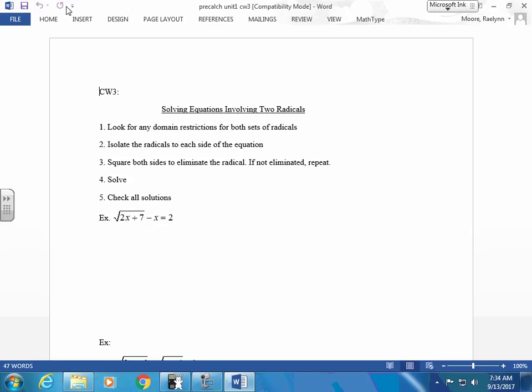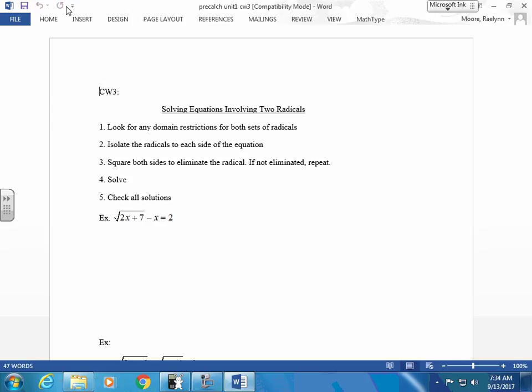So the first thing we're going to do is look for any domain restrictions. And if we have two radicals, it's going to be like yesterday's, where we have to do it twice and see where they overlap. We're going to isolate your radicals, one to each side. Then we're going to square both sides. Now, when you square both sides, they may not eliminate both of them. You may have to do it again, depending on where the radicals fall.